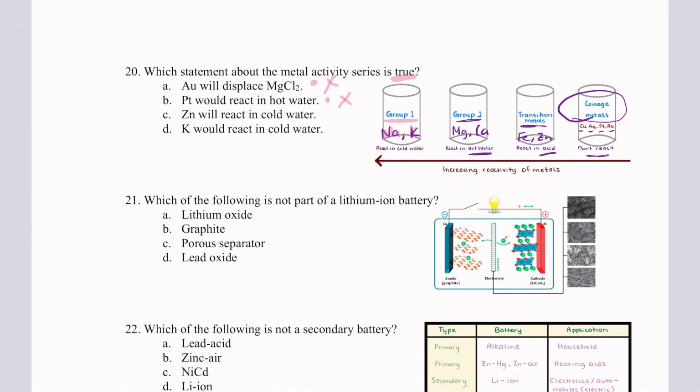C says that zinc will react in cold water. Zinc is a transition metal, and transition metals do not react with water at all. They react only with acids. So yet again, this option is false. D says that potassium would react in cold water. Potassium is an alkali metal, which is at the top of the activity series. Alkali metals react rapidly in cold water. This is the correct statement. So question 20 is D.